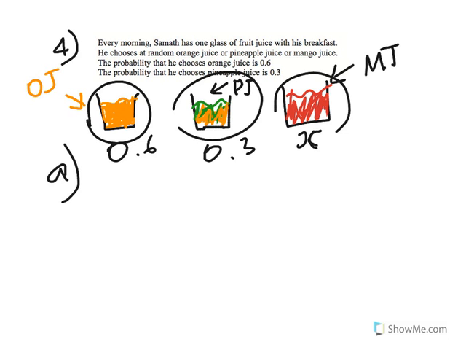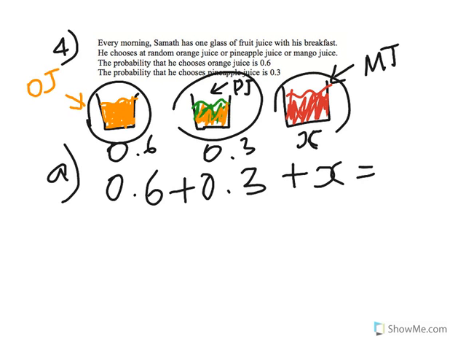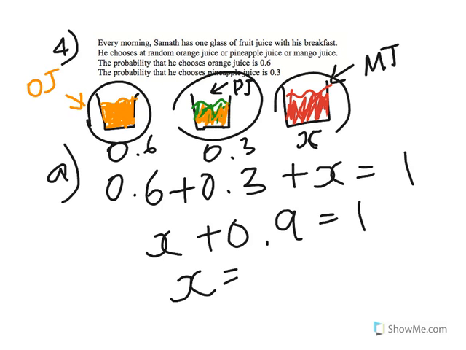So now that we know that there's only 3 possibilities: orange juice, pineapple juice, and mango juice. Now probability, all it is just a fraction, and all probabilities will always add up to 1. So applying this idea, all we're going to say is that the probability of him picking an orange juice, plus the probability of him picking a pineapple juice, plus the probability of him picking a mango juice will be equal to 1. Alright? Now, simple algebra again. So 0.3 plus 0.6 is 0.9, so x plus 0.9 is equal to 1. Now subtract 0.9 on both sides. We're going to get x is equal to 1 minus 0.9, which is 0.1. So the probability of him picking mango juice is 0.1.